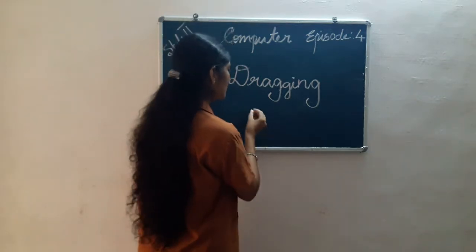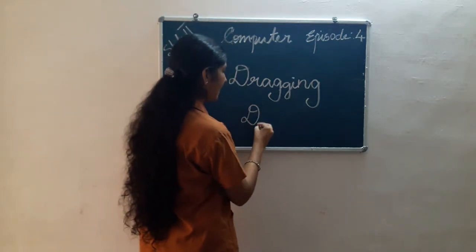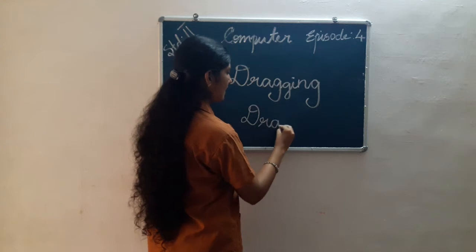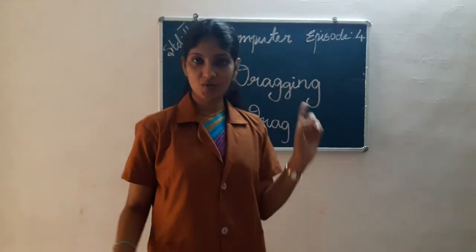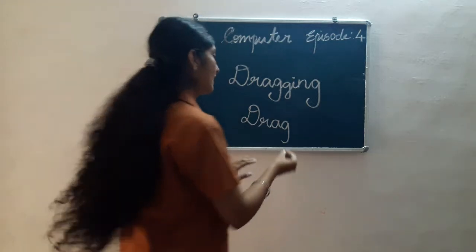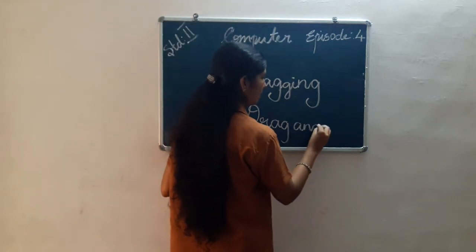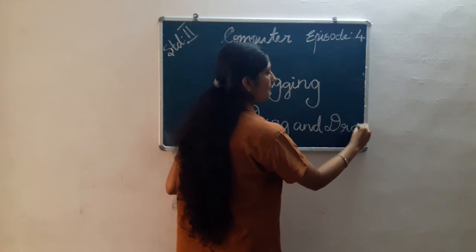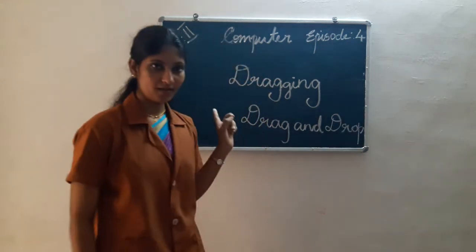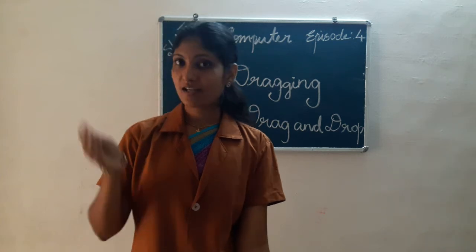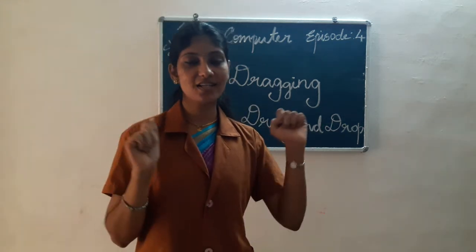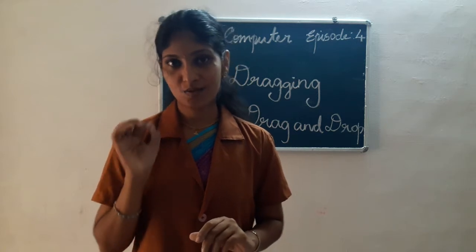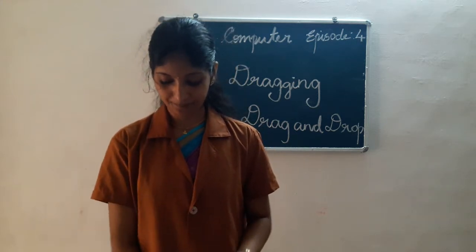So this action is known as what? Drag, D-R-A-G, and drop, D-R-O-P. Drag and drop. What does the drag and drop action mean? First of all, just hold down the left button and move the mouse. That action is known as drag and drop. Right? Okay.